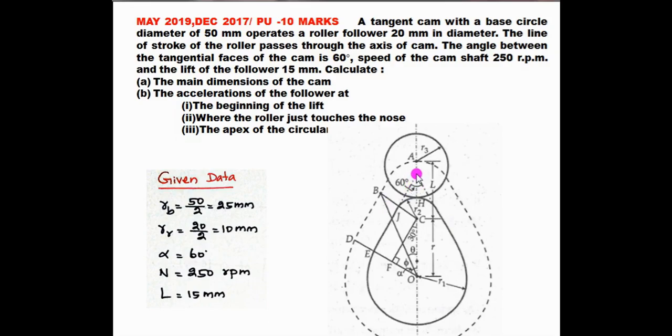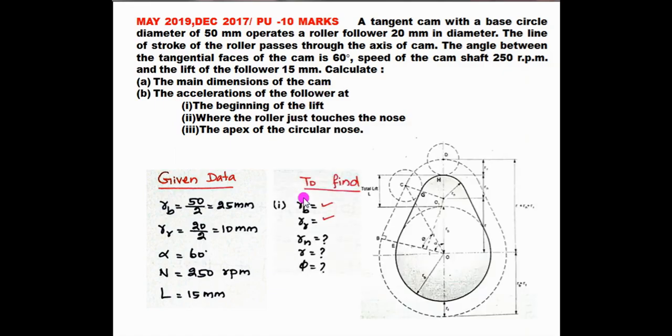Now consider this triangle, with points E and O. This is 90 degrees and this half angle is 30 degrees, hence this alpha is 60 degrees. That is mentioned here. The speed of the camshaft is 250 rpm, that is n equal to 250 rpm, and the lift of the follower is 15 mm, L equal to 15 mm. Calculate the main dimensions of the cam.